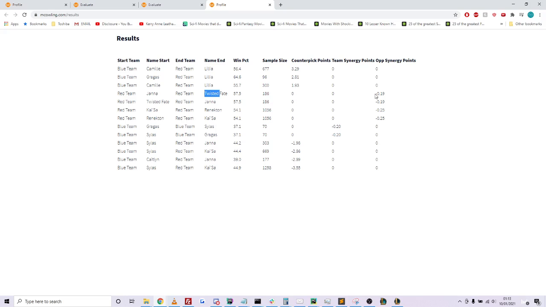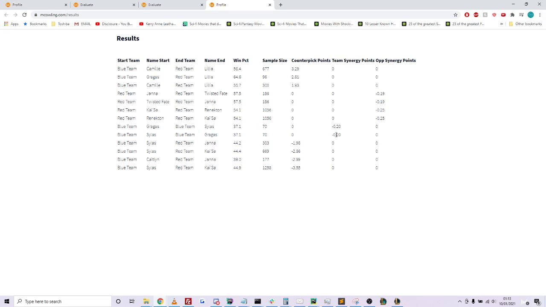Okay, and then we see that in terms of synergy, the red team is the only one which has some synergy, and synergy is a lot less valuable than counter-picking your opponent. So as a rough rule of thumb, it's worth about a quarter. So there's some synergy between Twisted Fate and Janna, excuse me, and the rows appear twice here just because it's a cross join, which is what happens in engineering. So these have actually been divided by 2, so we're not double counting. And Kai'Sa and Renekton have some synergy as well.